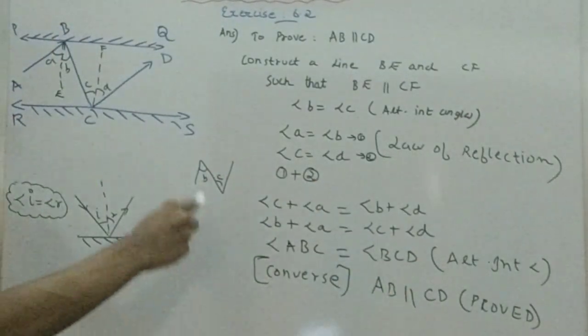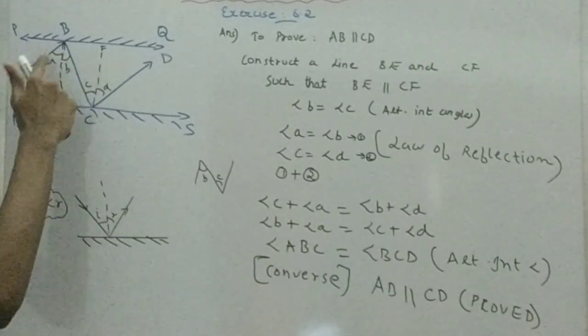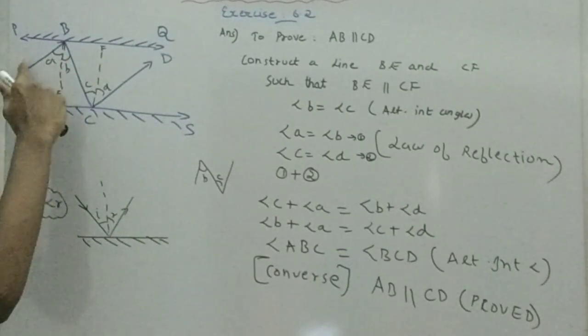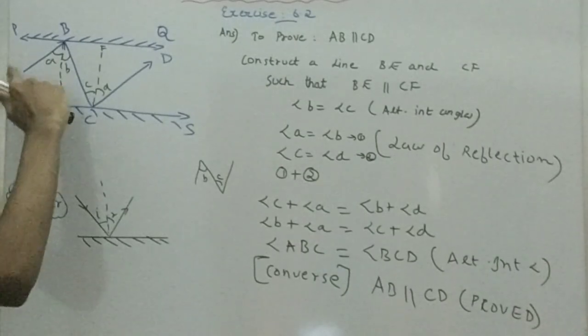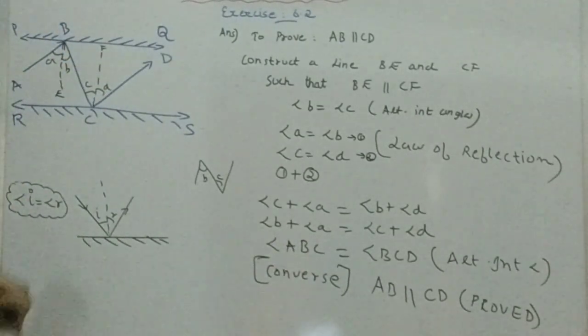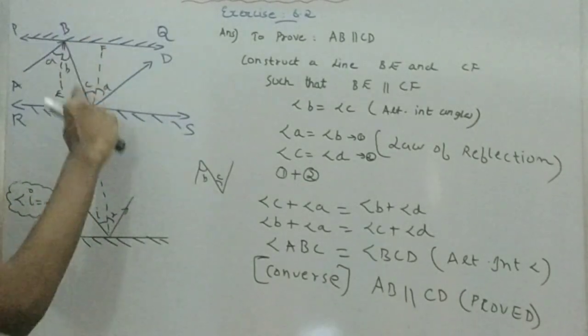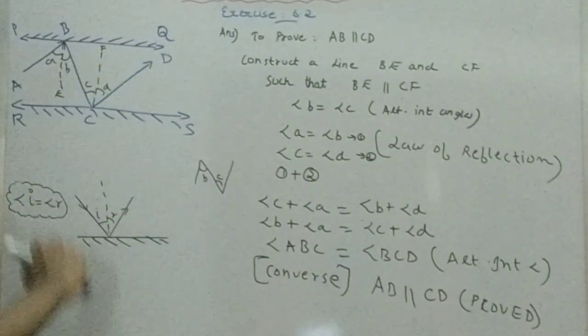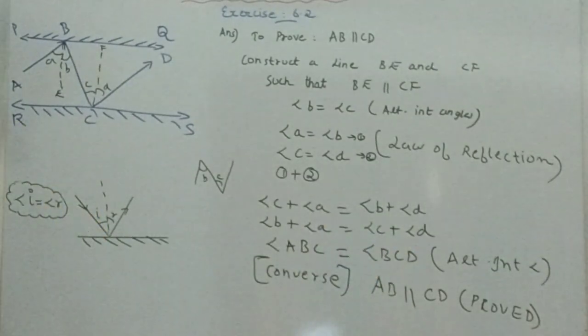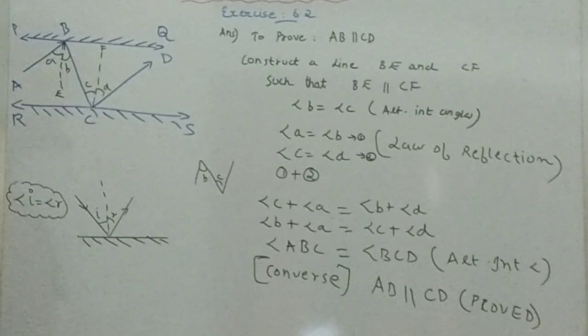Now just look back at your figure. Angle B plus angle A means this A plus B. When you add these two angles, you will be getting this full angle ABC. That is what I have written over here. Similarly, if you add angle C and angle D, you will be getting this full angle BCD. That is the thing which I have written over here. So we got angle ABC is equal to angle BCD.